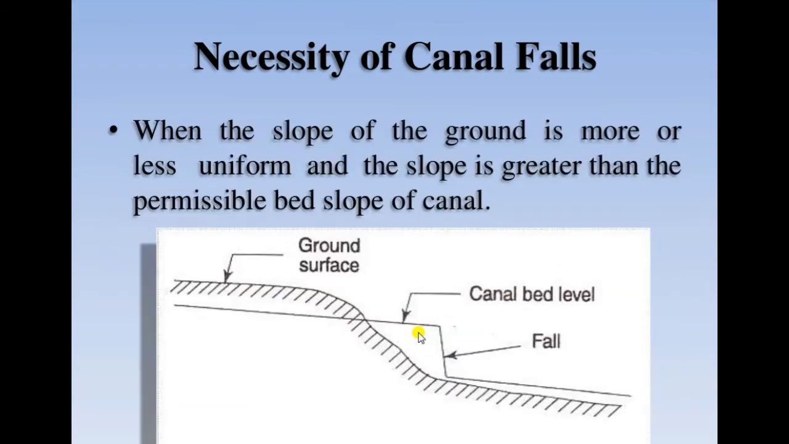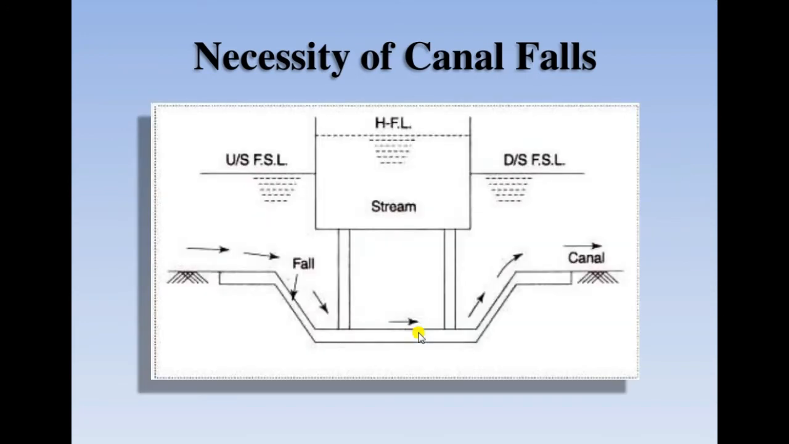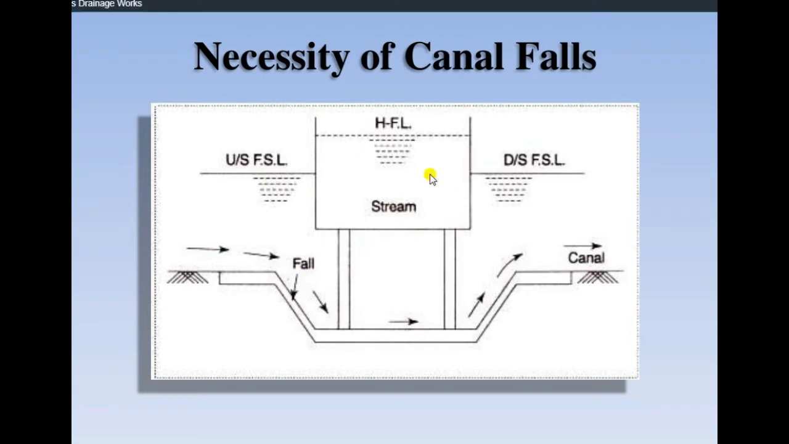Now, when the slope of the ground is more or less uniform and the slope is greater than the permissible bed slope, we have to use a fall. In cross drainage work, when the difference between the bed level of the canal and that of the drainage is small, and the FSL of the canal is above the bed level of the drainage, then a canal fall is necessary to carry the canal water below the stream or drainage. Now see, that may be a natural stream and that may be a canal. That is one type of cross drainage structure; we are discussing it in the next slide.